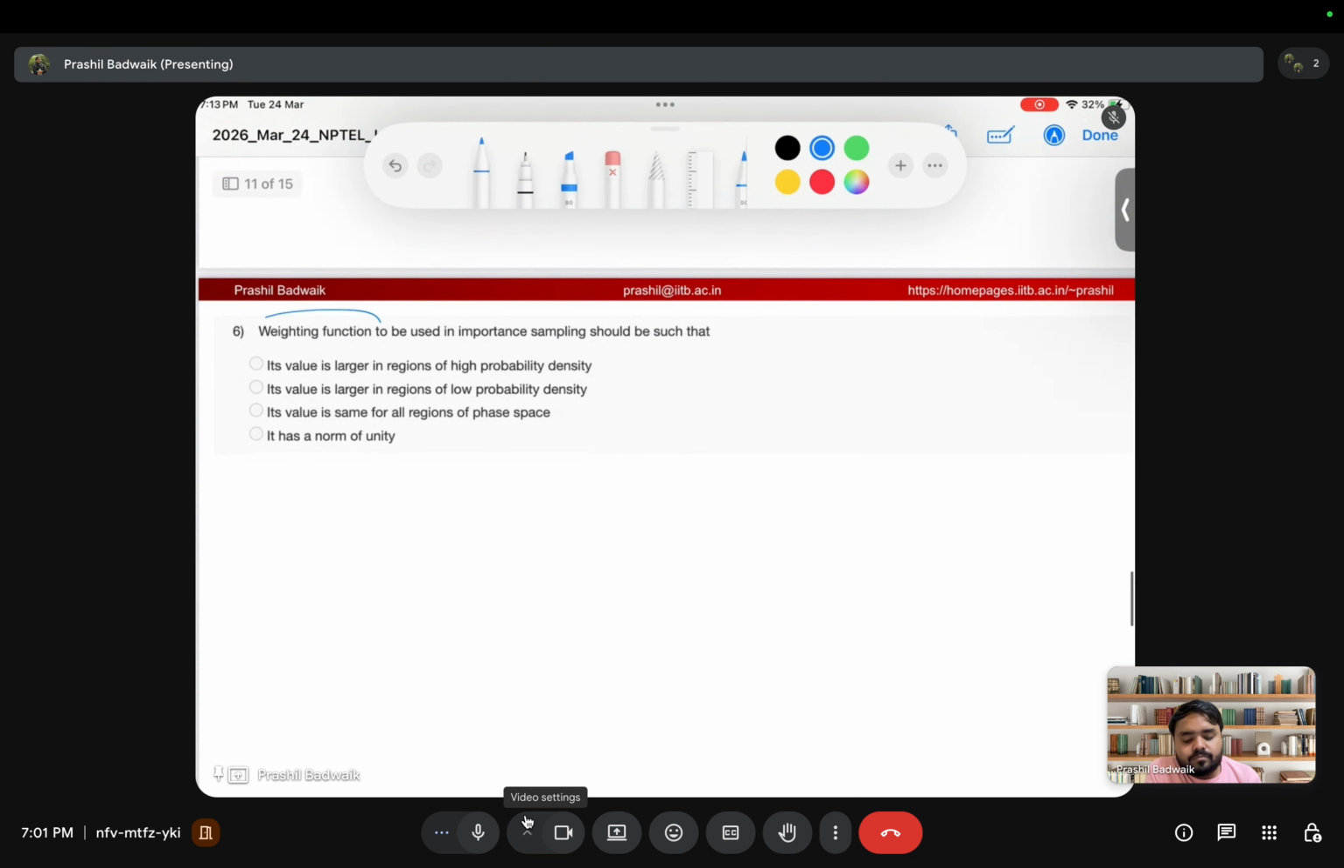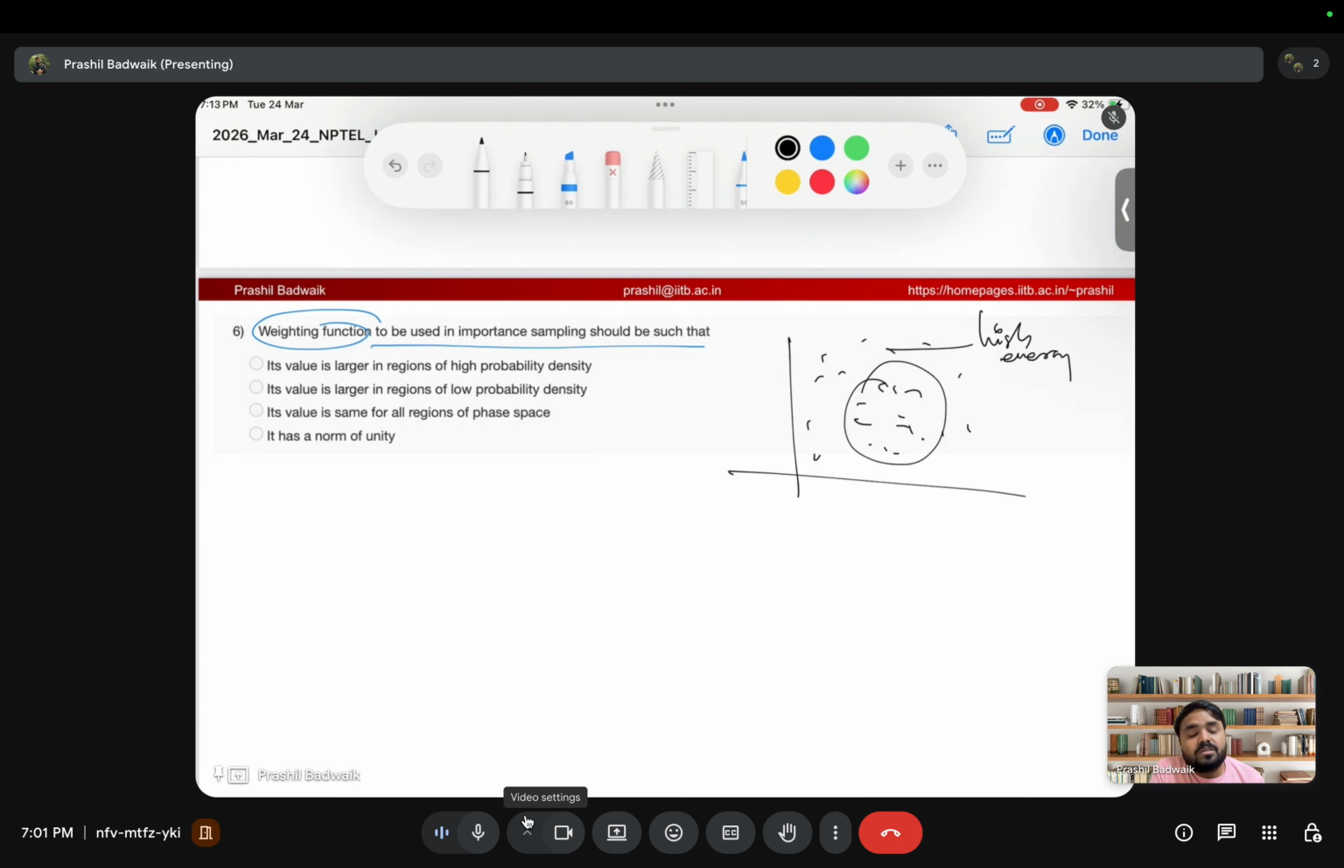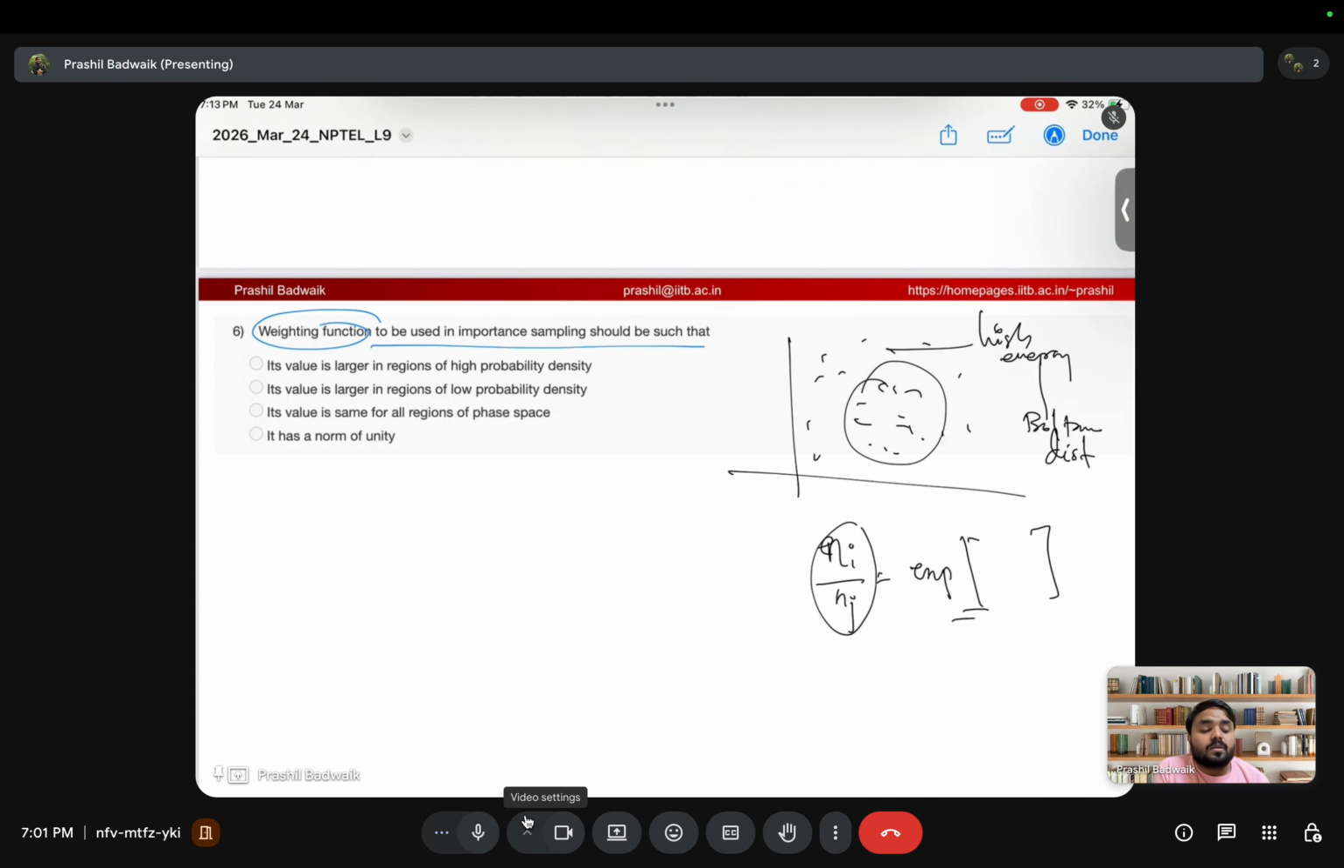The weighting function is used in importance sampling because, as I said, I have a phase space, and there will be some region which is of importance. Some regions will have very high energy, and there is a distribution called the Boltzmann distribution of energy, which we studied, right? The number of particles in a higher orbital divided by the number of particles in a lower orbital equals an exponential; some formula was there, and it was again energy related.